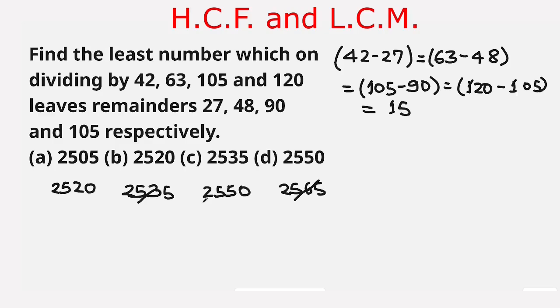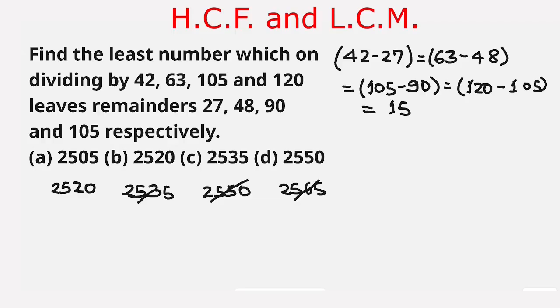And option C, the sum of the digits is 2 plus 5 is 7, plus 5 is 12. And it's not divisible by 9, as 12 is not divisible by 9. So option C cannot be our answer. It means that our answer must be option A. I hope you have understood how to find the answer from the given options.